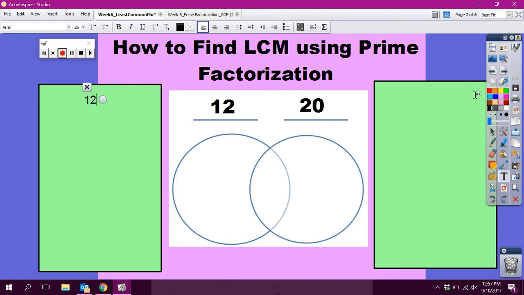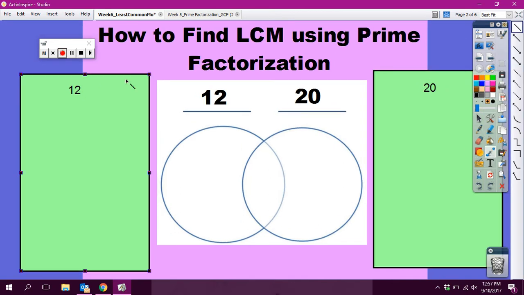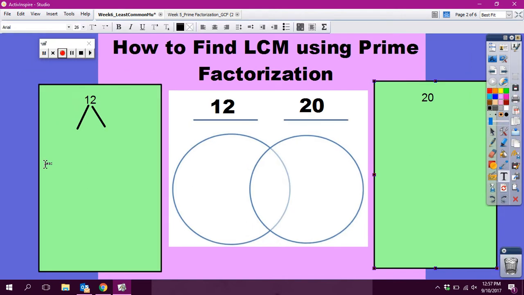I want to take my base numbers, the numbers that I'm given, and break those down into their prime factorization. With 12, the first thing I think of is 2 times 6. So that's what I'm going to write as my prime factorization here. 2 times 6. I do have a prime factor here, and that is 2, so I need to acknowledge that. 2 is a prime factor.